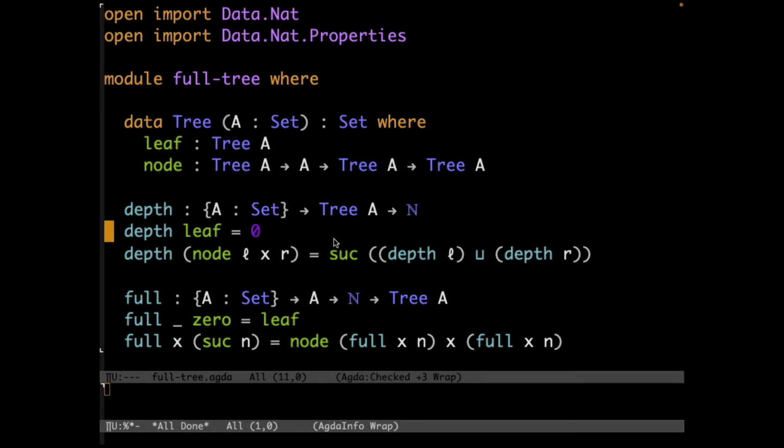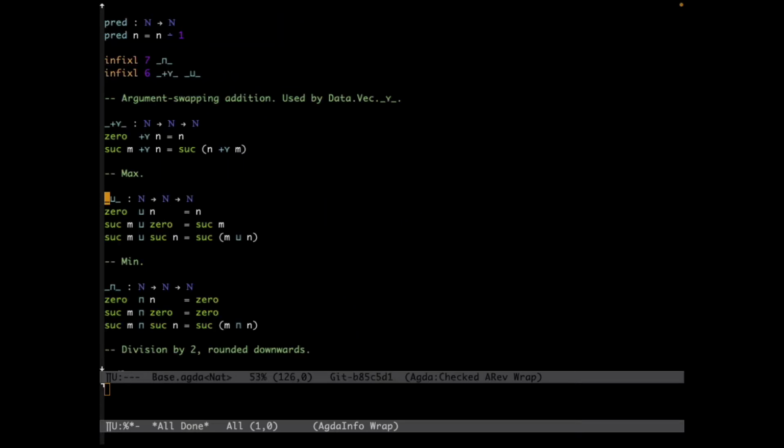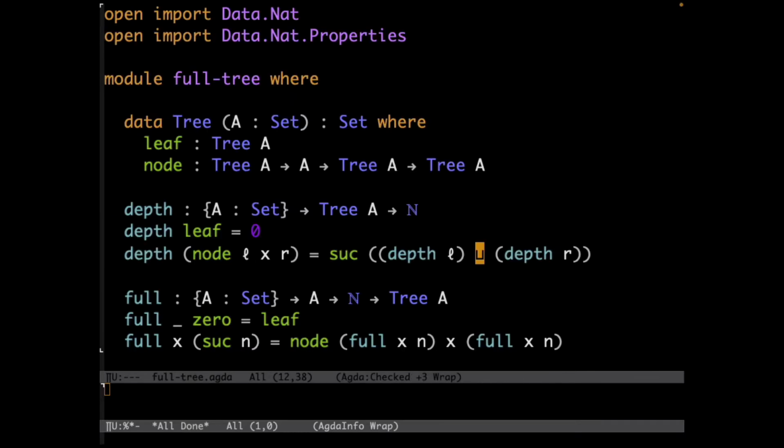So then we just do it by recursion, right? So the depth of a leaf is 0, that's the base case. And then if I have a node with the left and the right subtree, that's 1 plus the maximum of the depths. This thing here is the max. It's defined for natural numbers. Let's have a quick look at it. Okay, so it's a function. It says the maximum of 0 and n is n. The maximum of successor and 0 is the successor m. And if you have a successor and a successor, it's the successor of the maximum. So this is not at all surprising, I think.